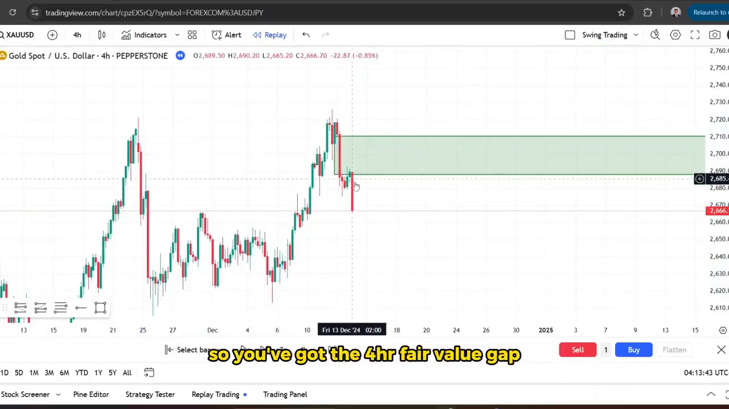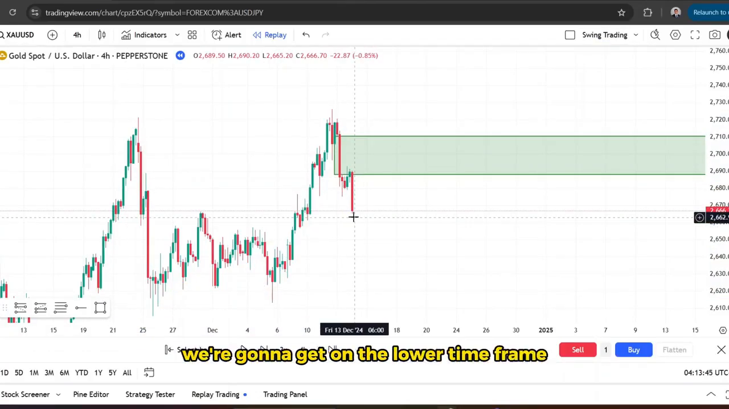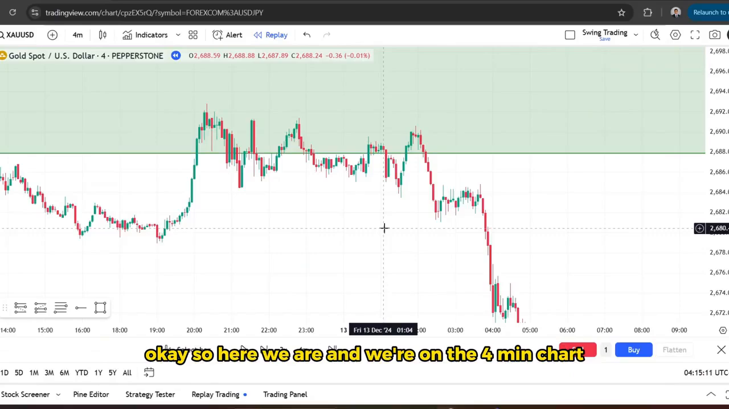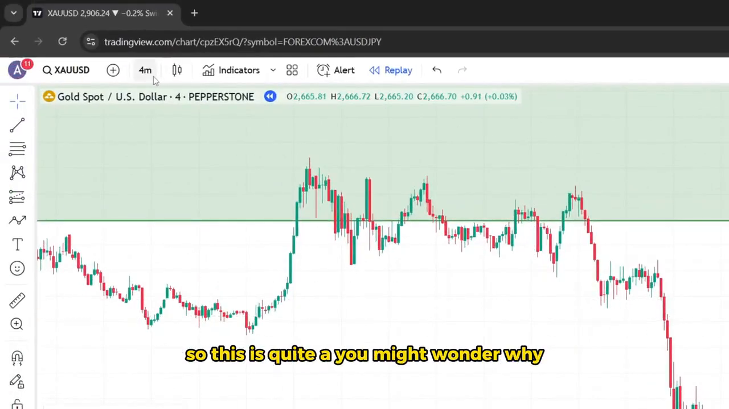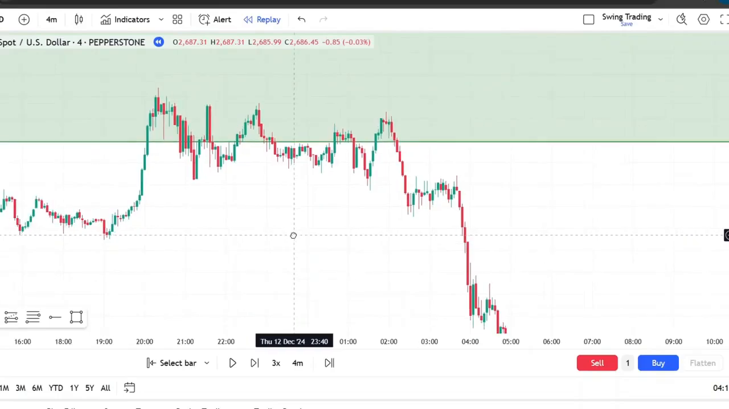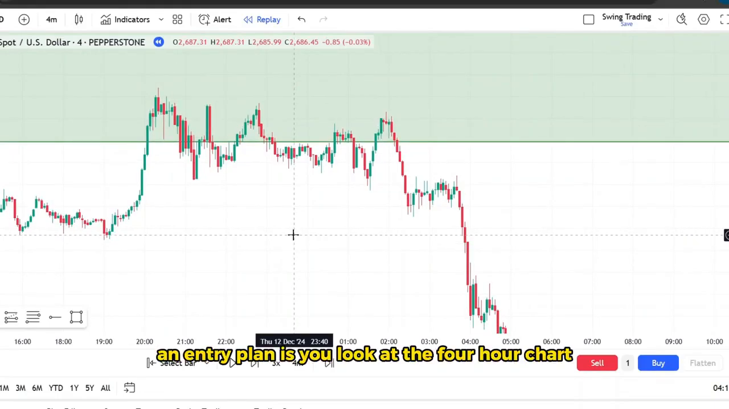So you've got the 4 hour fair value gap. What we're going to do is get into the lower time frames and look for our entries. Okay, so here we are, and we're on the 4 minute chart. You might be wondering, why am I on such a weird time frame? What I do, and you'll probably see this in the entry plan, is we look at the 4 hour chart.